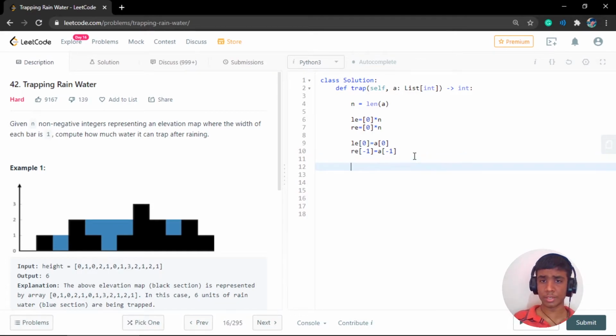So simple. So let's find out the left elevations at each point. For that, we'll write a simple loop for I in range of 1 to n. The loop is running from 1 to n because we have already defined what LE of 0 is, right? So make note of that.